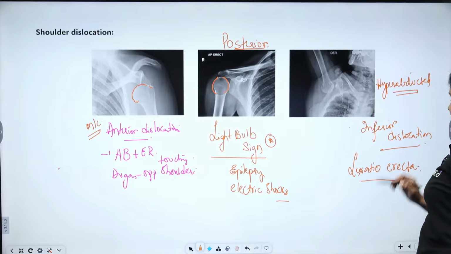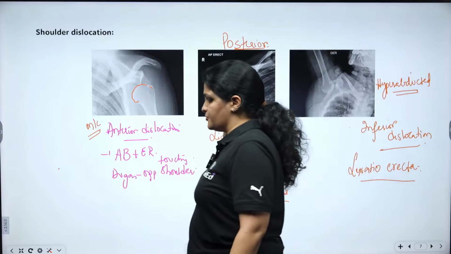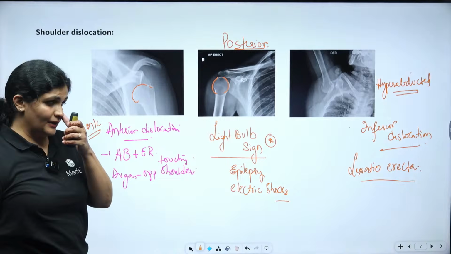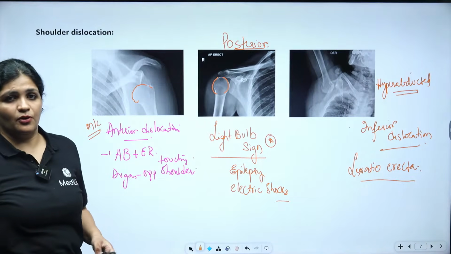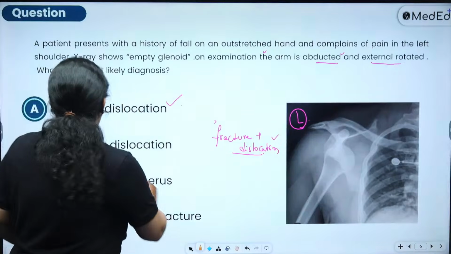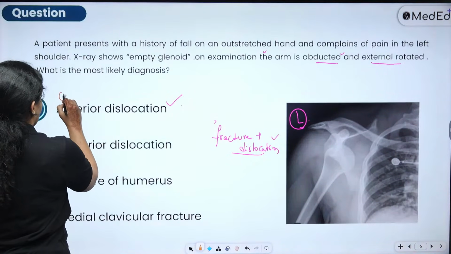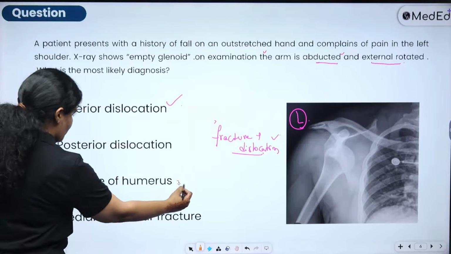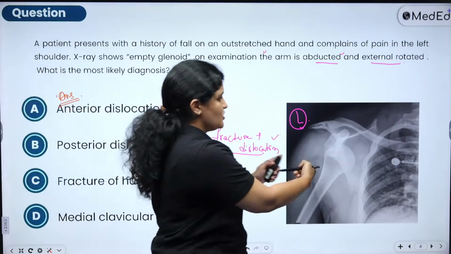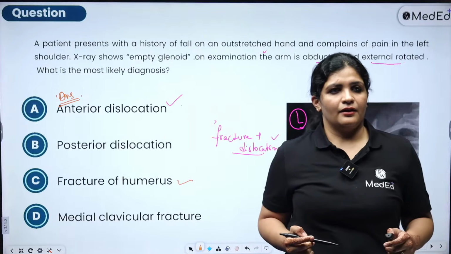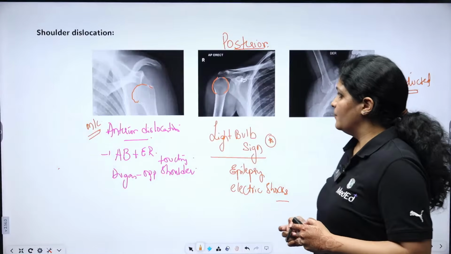Yes, these are three types of dislocations: anterior, posterior and inferior. In the anterior, again you have subcoracoid and subclavicular types, most common being subcoracoid. Clear? So here the answer is anterior dislocation. Yes, this is your answer, but even a fracture of humerus could be associated with it. That is why you have to always take an X-ray and observe. Clear? Good. Moving on to the next.